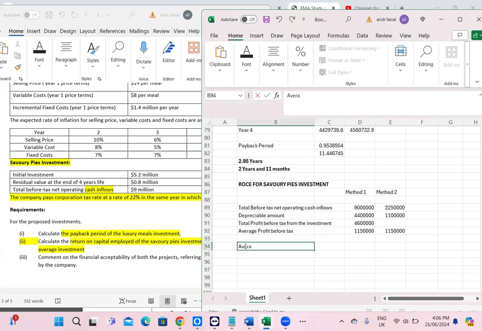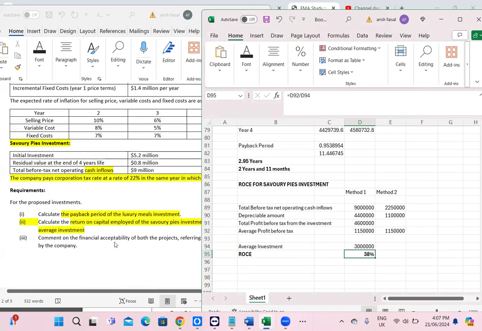However, now we will have to find out the average investment. And for that, we simply take the cost of the asset, which is 5.2 million, plus the 800,000, which is the residual value, and then divide it by 2 to get the average. So that's approximately 3 million. Okay. So to calculate the ROCE, we simply take our average profit, which was 1.15 million, divided by 3 million, which is our average investment. And we get the answer in percentage form. So that will give me an ROC of 38%. So it's more than 30 percent, and therefore it would be accepted by the board. Okay.